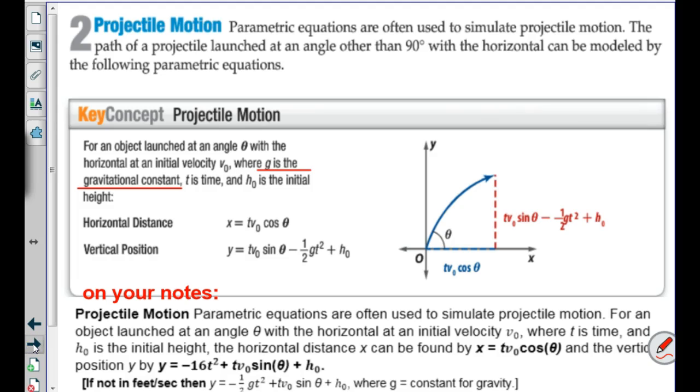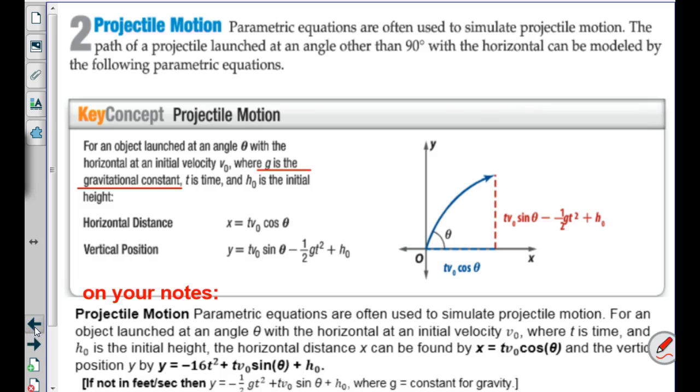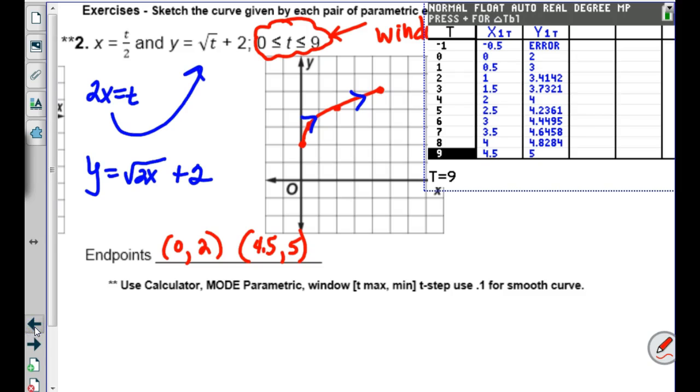I want to see if we can get to one of these questions. At least let me type one in. I don't think we're going to get there. All right. So projectile motion we'll leave for tomorrow. It's going to be kind of a long lesson tomorrow then, but it's fun.